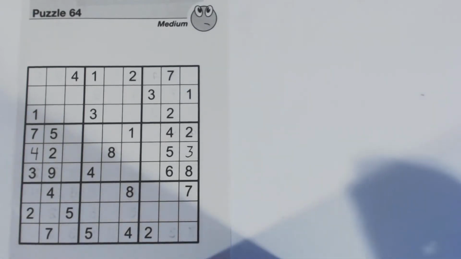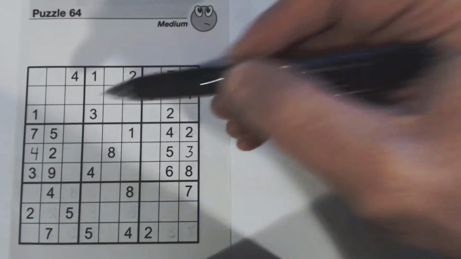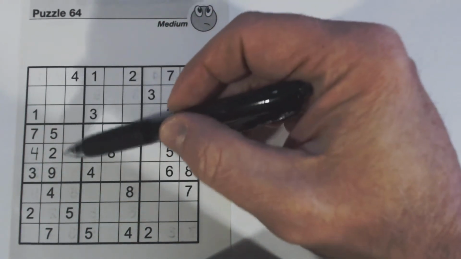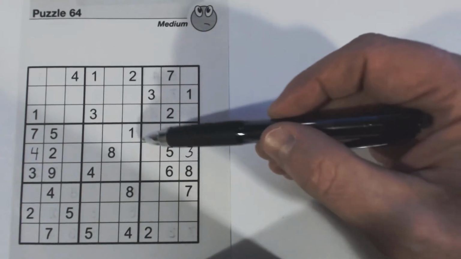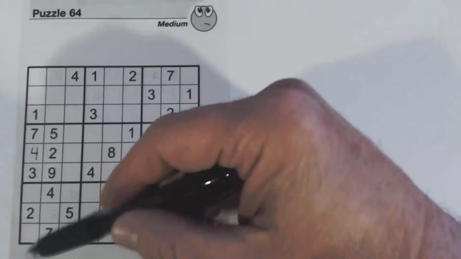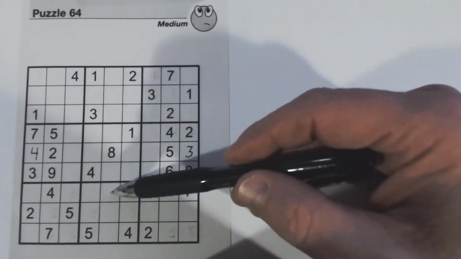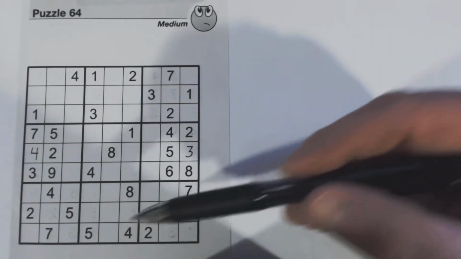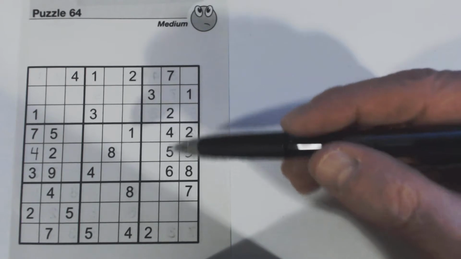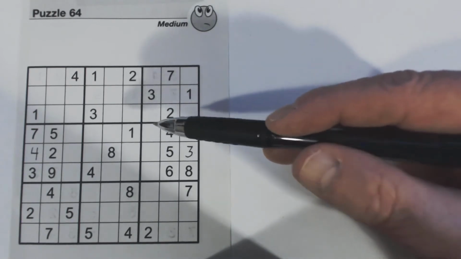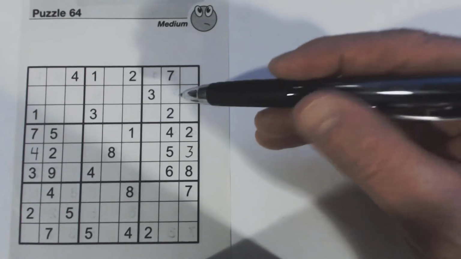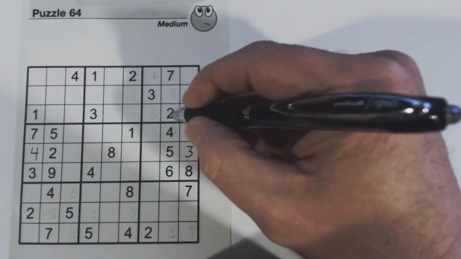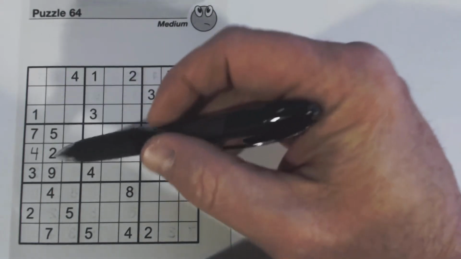So let me just go through the sections. I'll fill in some numbers that I can see, so that we can populate this puzzle. And if I see any loner cells or identical twins, I'll stop and point them out.